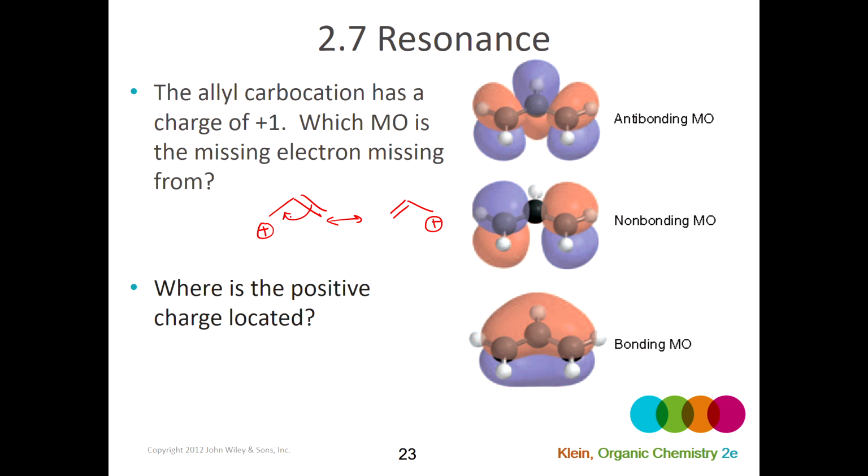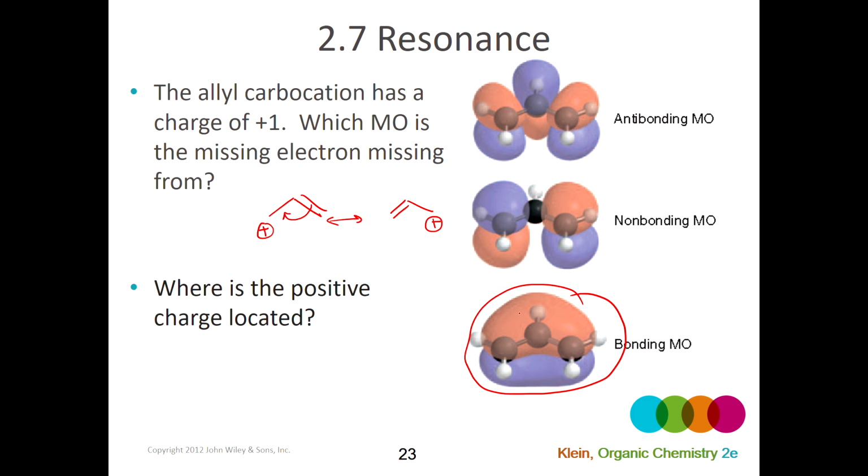Because in reality, neither of these exist. What exists is the average of them or the hybrid of them. So we don't have electrons existing in one spot and then shifting over to the other spot. The electrons exist all over all three atoms at one time because they're in a molecular orbital that's spread over all three atoms at one time.